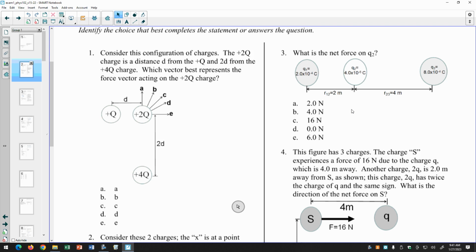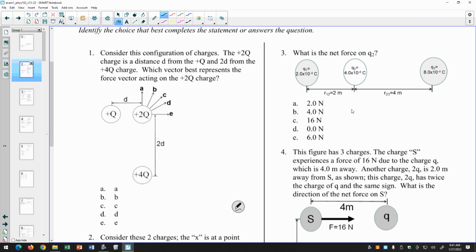So what is the net force on Q2? Pretty likely you're going to have a question like this. If not on the quiz, you'll definitely have it on the exam. So I want to know the net force on Q2. This is a superposition problem where I'm adding up 2 forces and I have to do the vector sum. Although this is just one-dimensional, so it's not as difficult as the 2D.